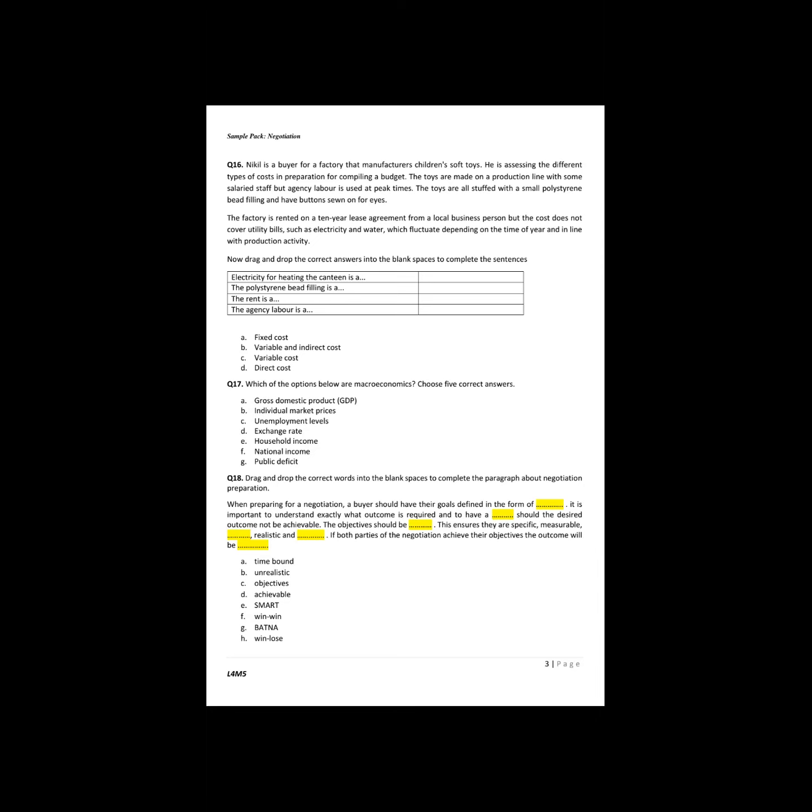So, okay, let's move on. The polystyrene bead filling is a dash. What is it? Now we are left with direct and fixed cost. That's a direct cost, because we can find it in the final product. Yes, we can find it in the final product. Then the rent becomes fixed cost. So if you're able to get the three correct, the last one will pick up for itself.